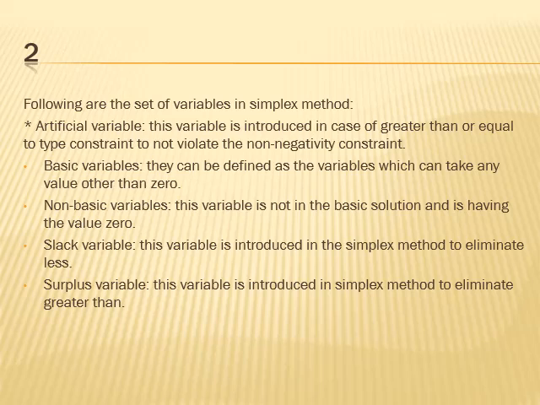So, given a question about listing the main variables in simplex methods, the answer is: artificial variable, basic variable, non-basic variable, slack variable, and surplus variable.